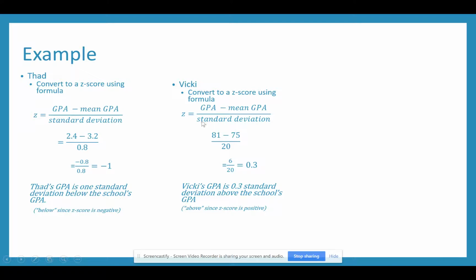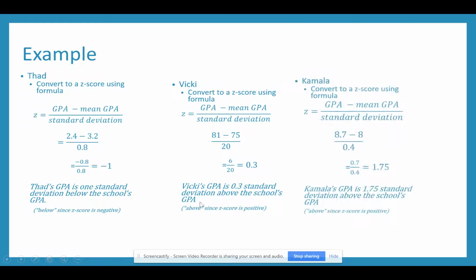Vicky, if we calculate her z-score, her GPA was 81. The school average GPA for Vicky was 75, divided by the school standard deviation, which was 20. Again, be careful. Follow order of operations. 81 minus 75 is 6. 6 divided by 20 is 0.3. Now, Vicky has a positive score, so obviously hers, without knowing a whole lot, is better than Thad's because at least it's positive. So Vicky's GPA is 0.3 standard deviations above the school's average GPA.